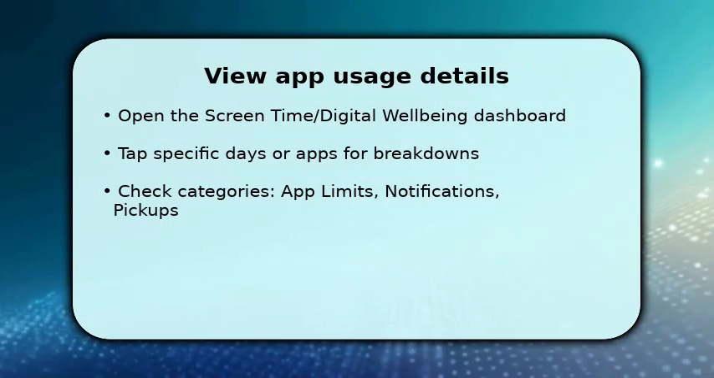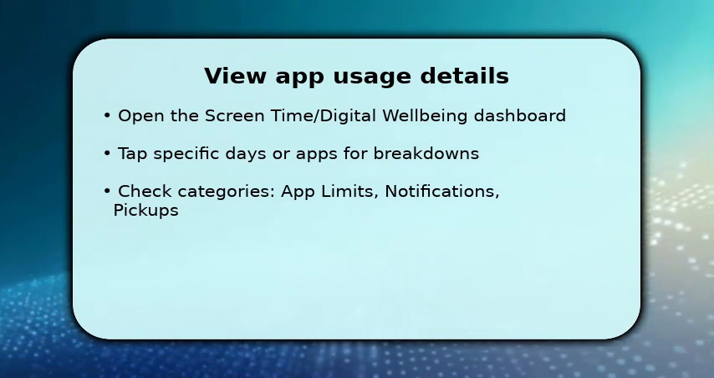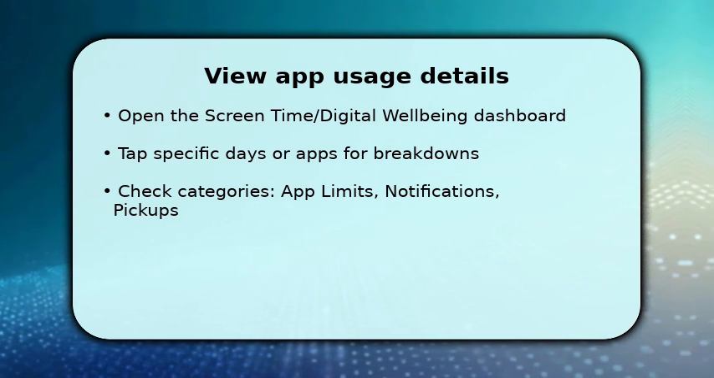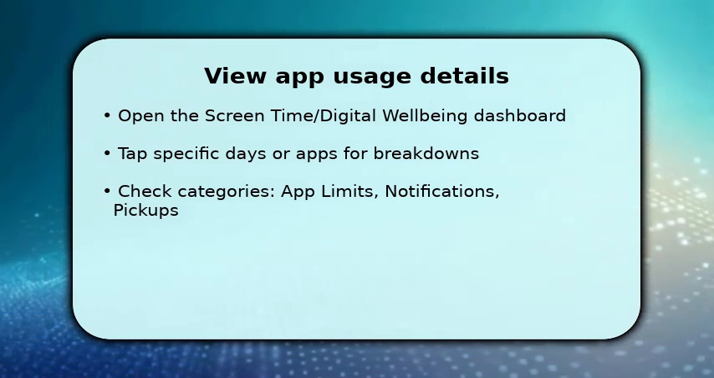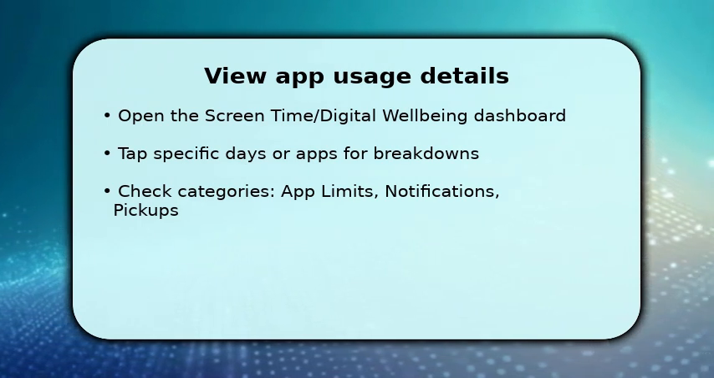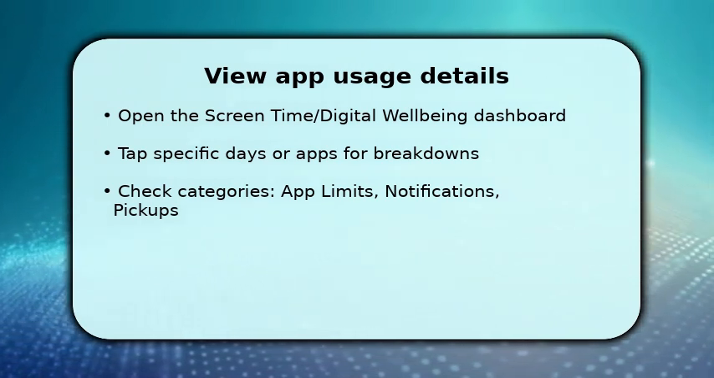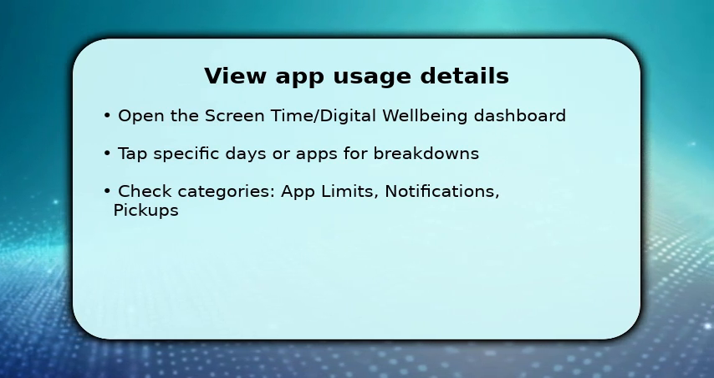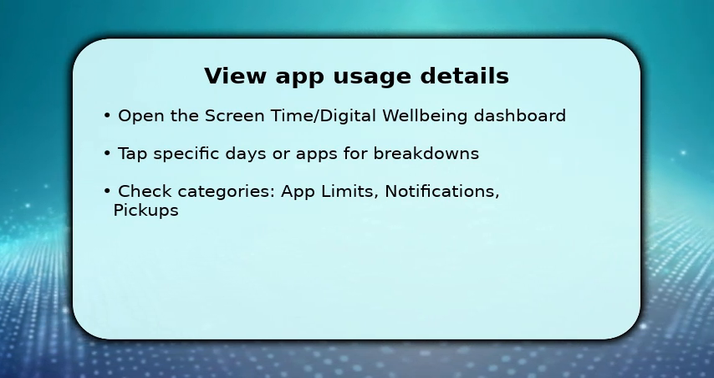Once in the dashboard, scroll to the activity chart to see usage by day and by app. Tap a specific day to expand a detailed breakdown, and then tap any app to view total time, number of sessions, and notifications sent. Make sure to inspect categories like social, entertainment, and productivity so you understand where time is spent. If you need focus, set app limits or downtime from the same screen.